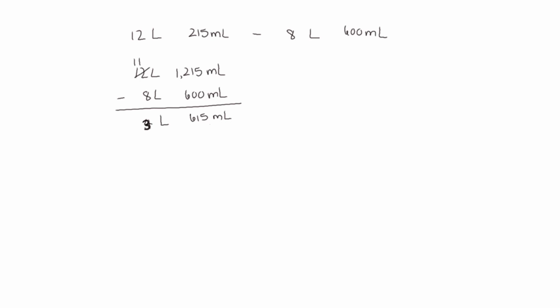So we have 3 liters, 615 milliliters. We could also use an algorithm method by turning both of the numbers into milliliters and doing the subtraction. We'd end up with 3,615 milliliters, which we can rewrite as 3 liters, 615 milliliters. So that's 2 algorithm methods. We could also do a simplification method.